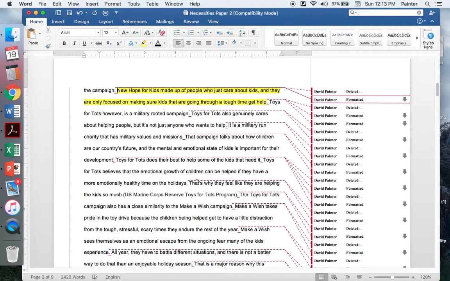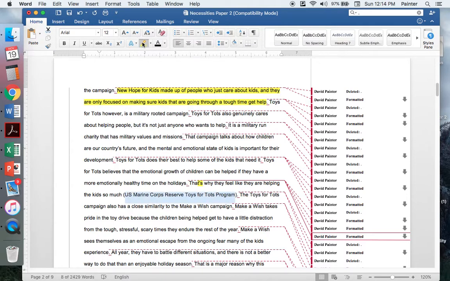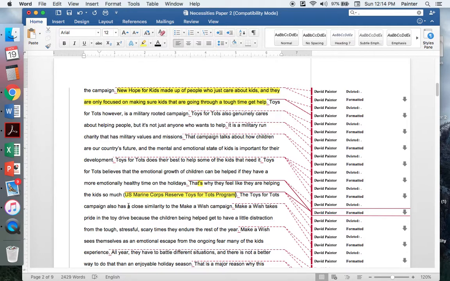There are also a lot of contractions throughout this section that are a problem. That's why they feel like they are helping the kids so much. What does that mean? And this is not an APA citation. Has a close similarity to the Make-A-Wish campaign. Takes pride in the toy drive because the children being helped get to have a little distraction from the tough.